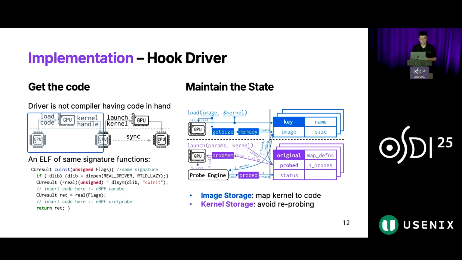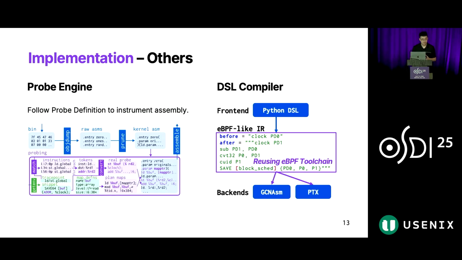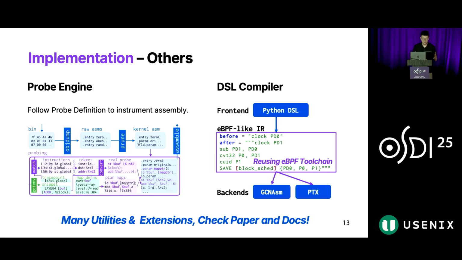We also built a probe engine to instrument the GPU assembly according to the probe definitions, as well as the DSL compiler that takes the Python DSL that I exemplified above as a front end, translates it into an eBPF-like intermediate representation, and generates platform-specific assemblies. We particularly designed the IR to be eBPF-like to enable reusing mature eBPF toolchains. There are more unique utilities and extensions. Please check our paper.